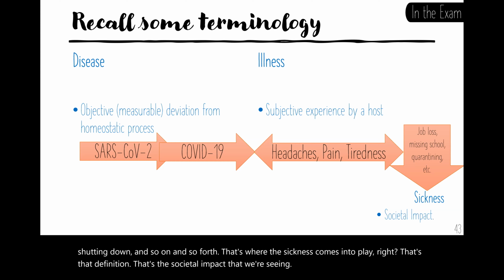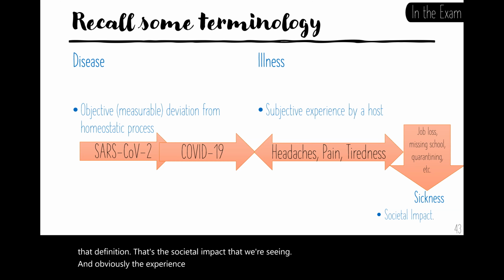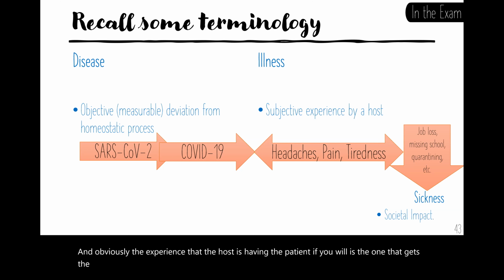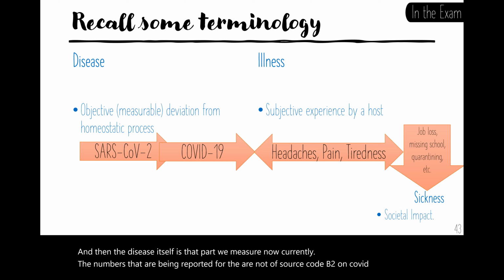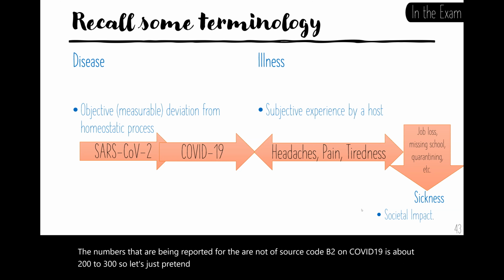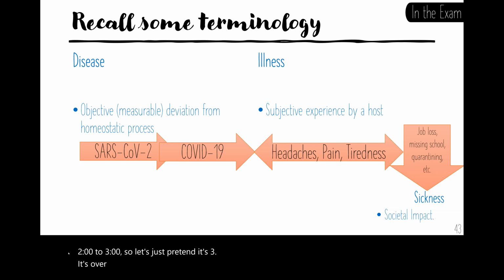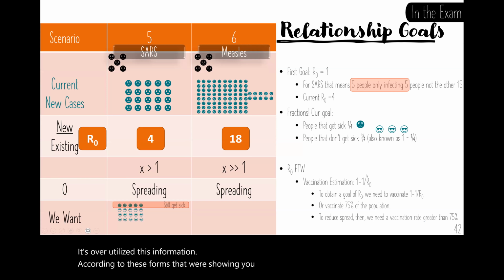And obviously, there is the experience that the host is having, you, the patient, if you will, who gets the headaches, the malaise, they don't feel right, and so on and so forth. And then the disease itself is the part we measure. Now, currently, the numbers being reported for the R naught of SARS-CoV-2 and COVID-19 are about 2 to 3. So let's just pretend it's 3. And if we utilize this information, according to these formulas that we're showing you here, we want to have this 1 minus 1 over R naught.